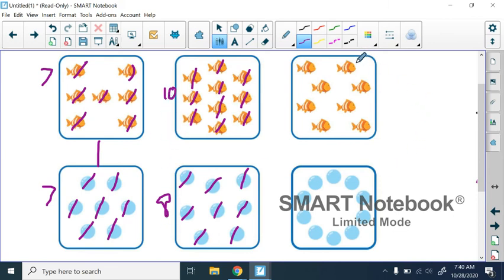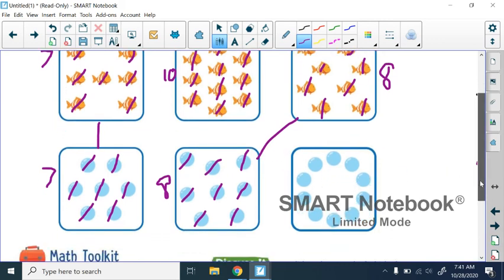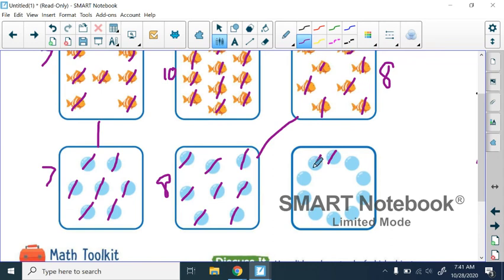So let's see how many are in this picture. 1, 2, 3, 4, 5, 6, 7, 8. There are 8 fish in this picture. So these two groups match. All right, last one down here. 1, 2, 3, 4, 5, 6, 7, 8, 9, 10. This group down here has 10 as well. So this will match this group up here.